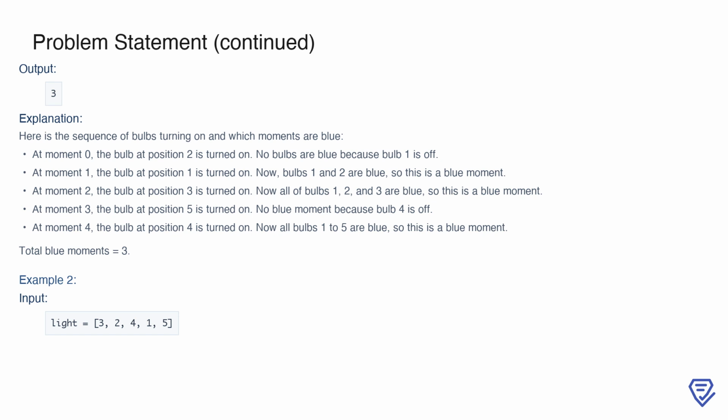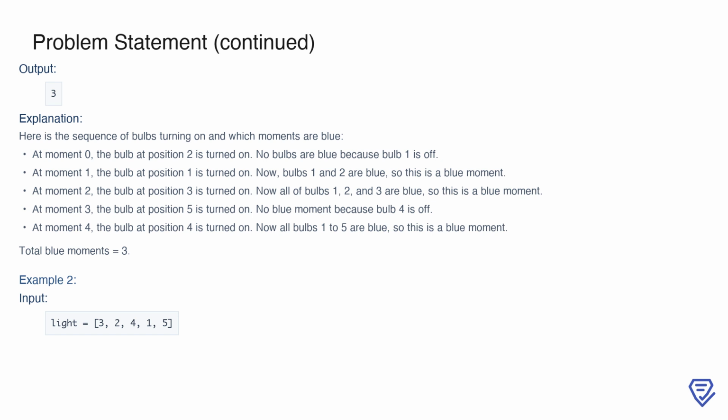Here, the input array is light equals [2, 1, 3, 5, 4]. The output is 3, which means there are 3 moments when all the turned on bulbs are blue. Let's break this down step by step. At moment 0, the bulb at position 2 is turned on. However, bulb 1 is still off, so no bulbs are blue. At moment 1, the bulb at position 1 is turned on. Now, both bulbs 1 and 2 are turned on and blue, so this is our first blue moment.